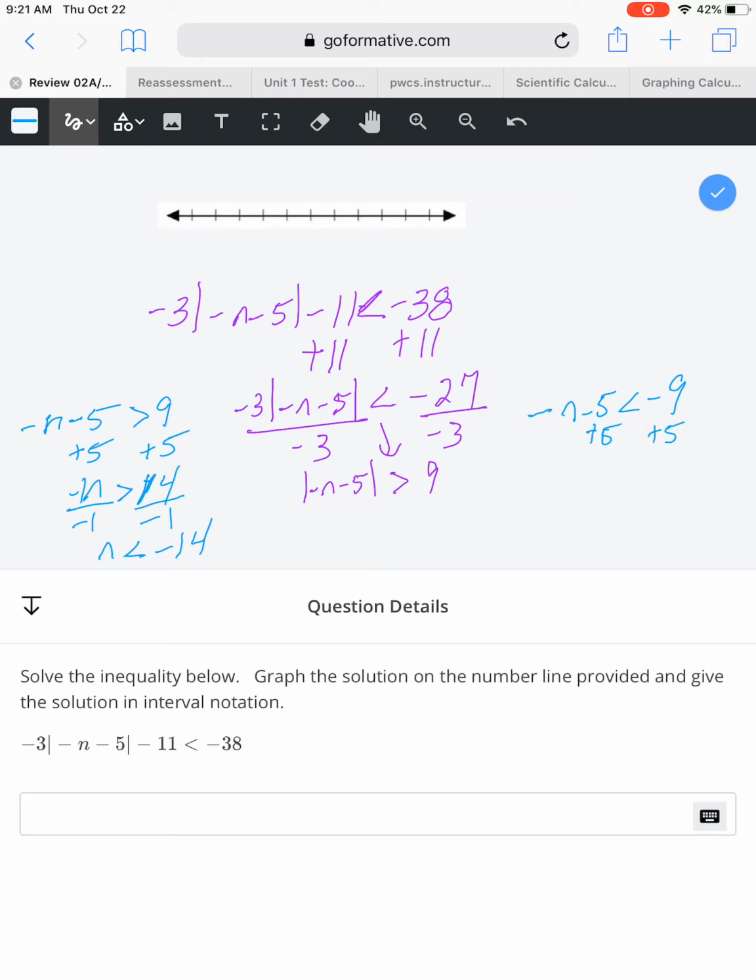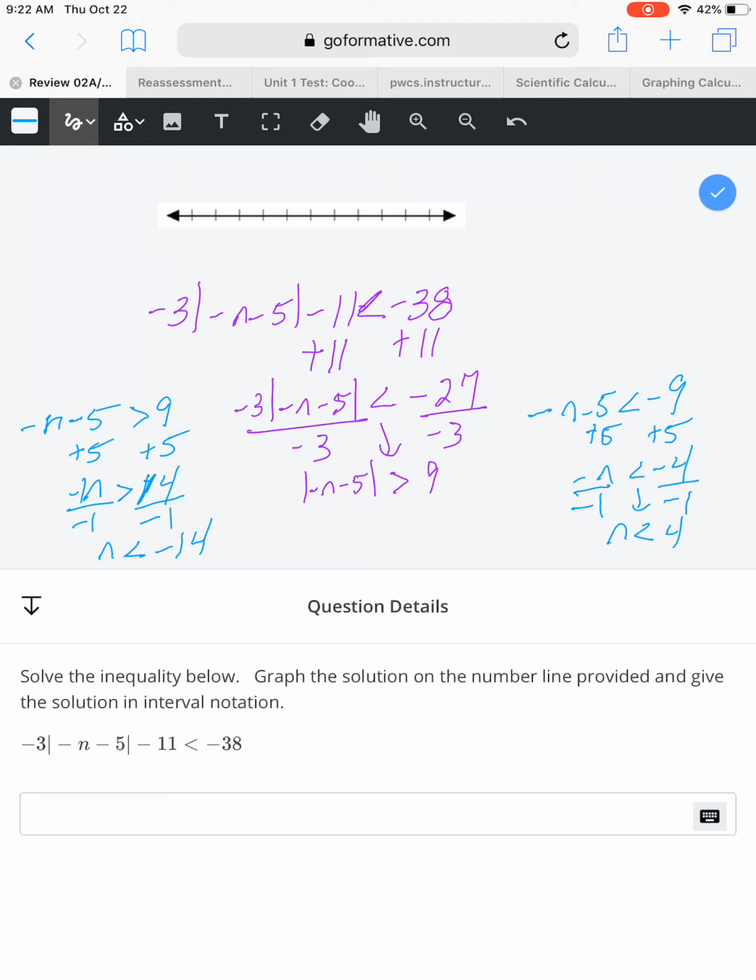I add 5 here, add 5 here. Negative n is less than negative 4. Divide by negative 1, divide by negative 1. I remember I have to switch my inequality symbol again, so positive 4.